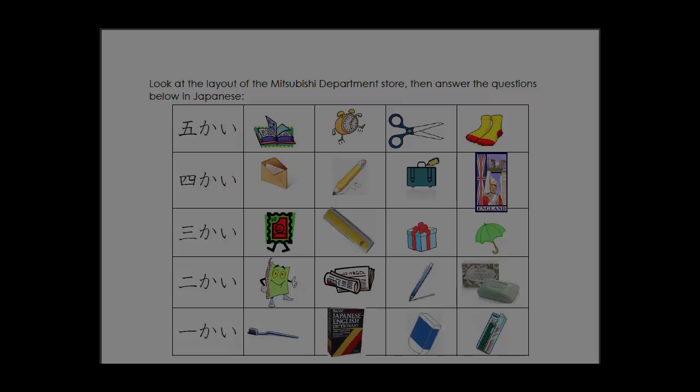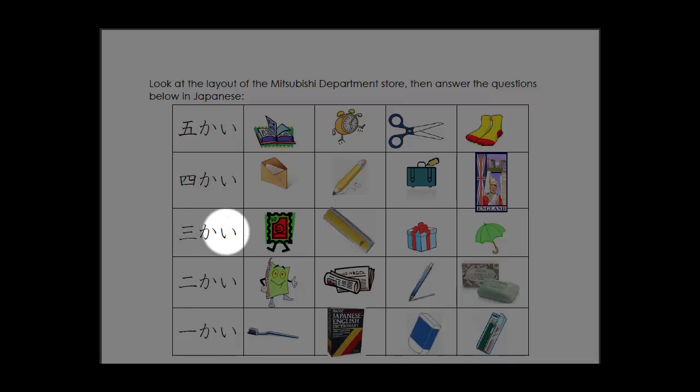We're looking at page 28 of your workbook in this video tutorial, and I'm going to do the first couple of questions with you just to make sure that you understand what it's all about. First of all, we've got the 5 floors of a Japanese department store, starting over here with ikkai. Now remember, in Japanese, ikkai refers to the ground floor, not the first floor. Ikkai would be the ground floor, that's the first floor.